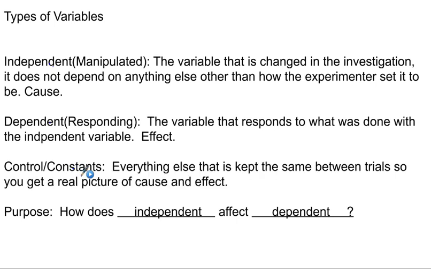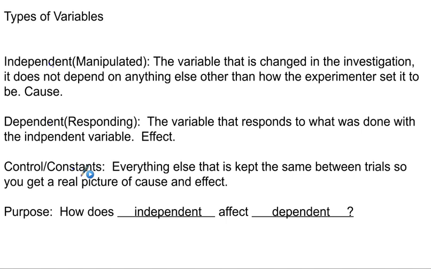Okay? So those are the three types of variables, and we are going to be practicing in class how you identify these different types of variables, because it's important that you're able to do that and that you understand it, because you can't understand scientific experiments if you're not able to figure out what's the independent variable, what's the dependent variable, what's the control variables. Okay?